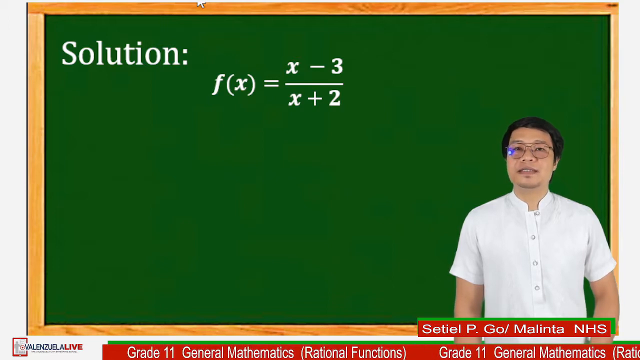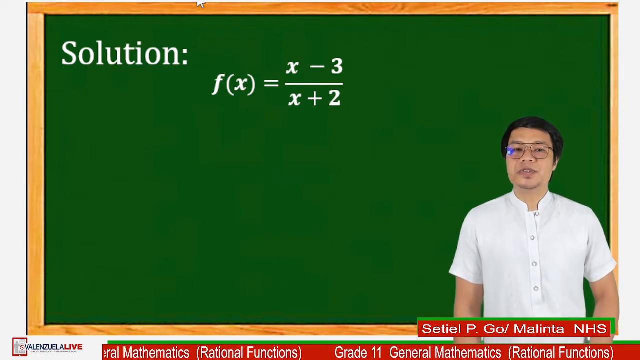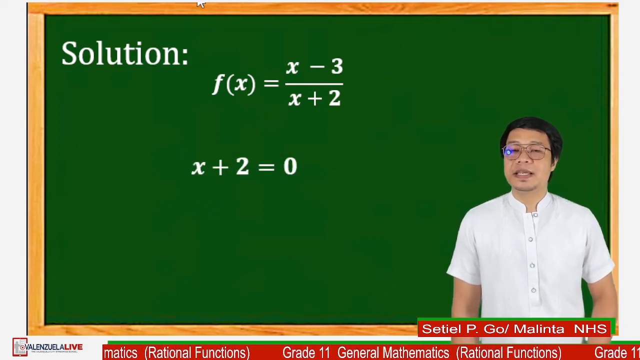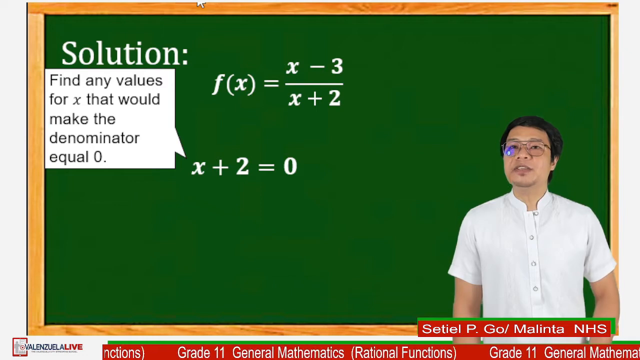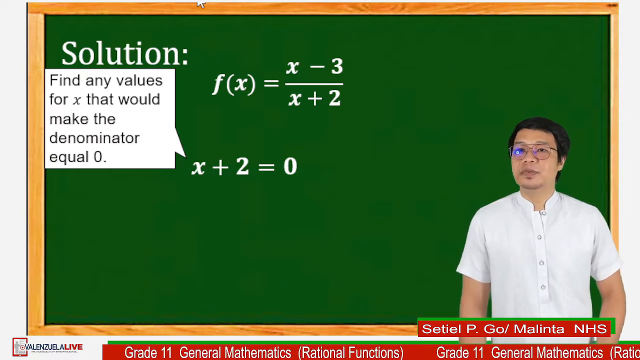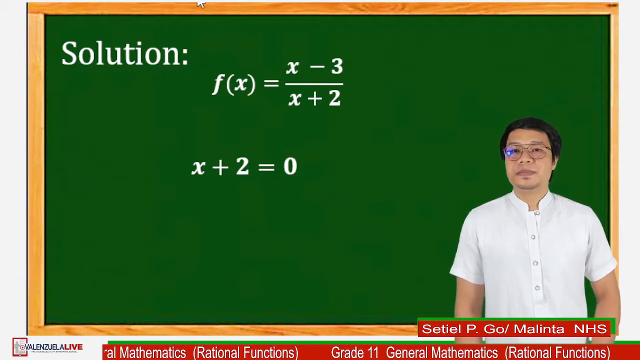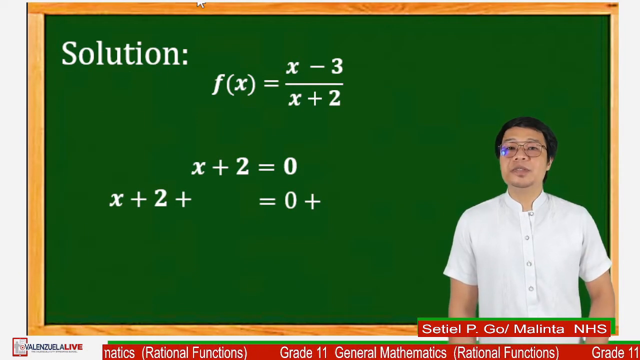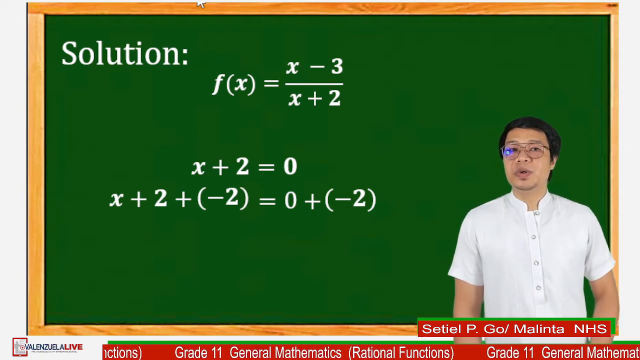So we have f of x is equal to (x minus 3) over (x plus 2). Our main concern is the denominator, which is x plus 2 equating to 0. So we need to find any value of x that would make the denominator equal to 0. Using the addition property of equality, you're going to add negative 2 on both sides.